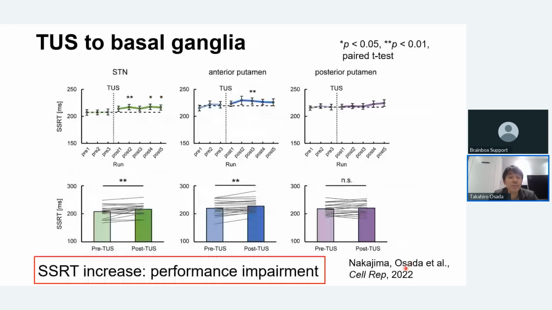This is the task performance and the SSRT before and after TUS. Sustained SSRT increase was observed after TUS to the STN. This means disruption of response inhibition performance. Also, TUS to the anterior epithelium induced sustained SSRT increase. In contrast, TUS to the posterior epithelium did not show significant disruption of performance.